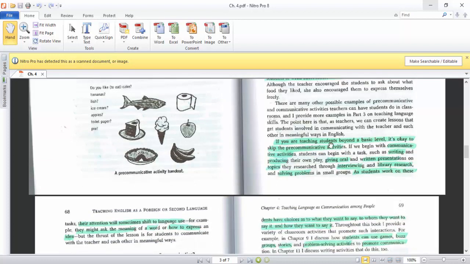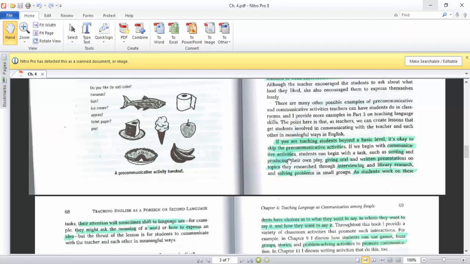If you are teaching students beyond a basic level, this is suitable at the beginner and intermediate level, as I mentioned in a previous lesson, at the beginning of the lesson. This gives the students pictures and the matching between pictures and the words. This is a kind of activity suitable for beginner and intermediate level. But if you are teaching students beyond a basic level, it is okay to skip the pre-communicative activities.